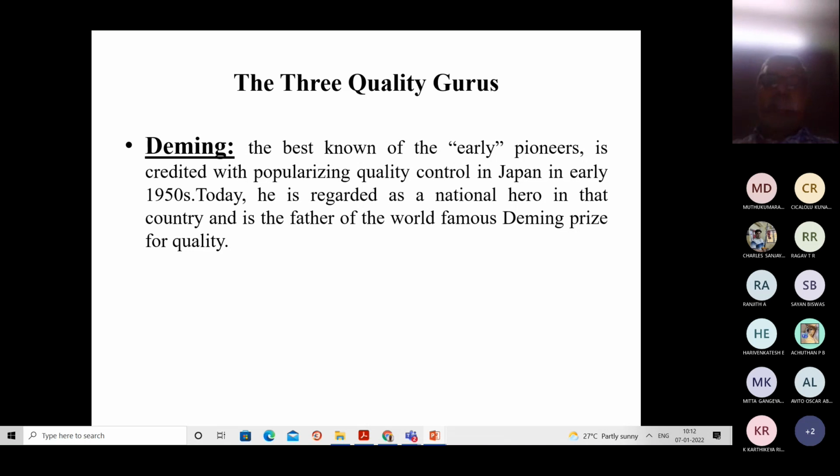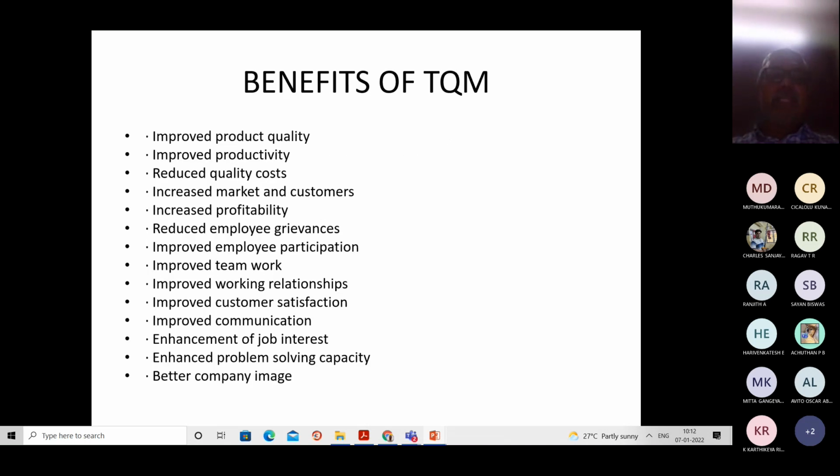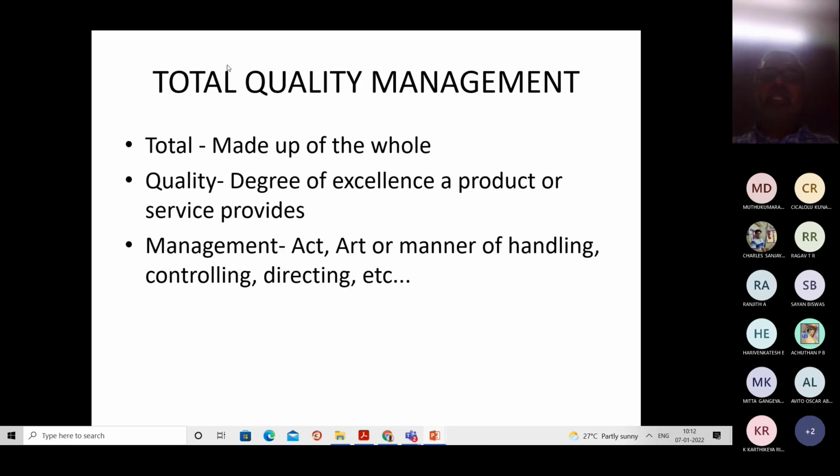So Deming, I will discuss in detail. These benefits, I will not go into that. Directly we'll go to the concepts. You will see the 6 concepts and then we'll come to them. So this is the general thing.